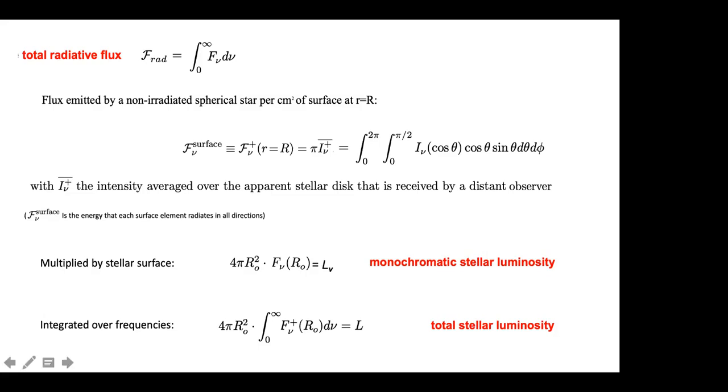And on the surface, the r, that is the radial coordinate in spherical coordinates, equals the radius of the star, because we are on the surface, and we can write this and consider this quantity as the intensity averaged over this disk and received by a distant observer.